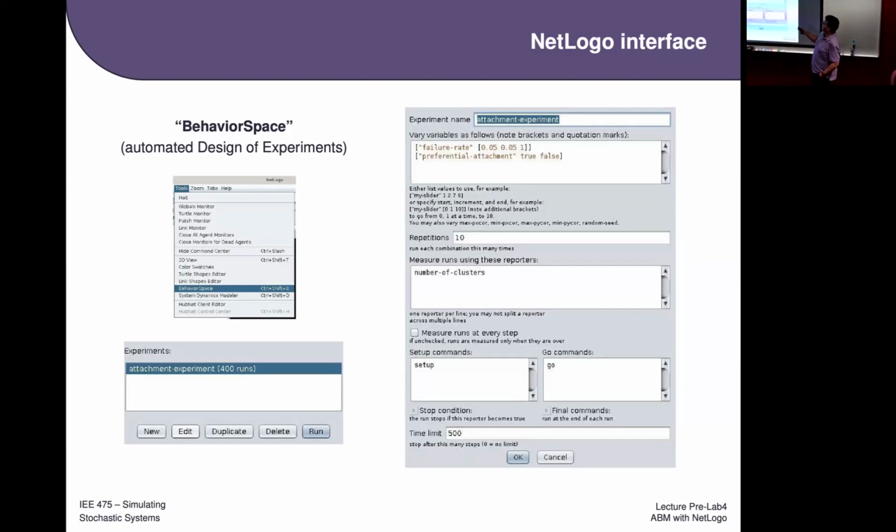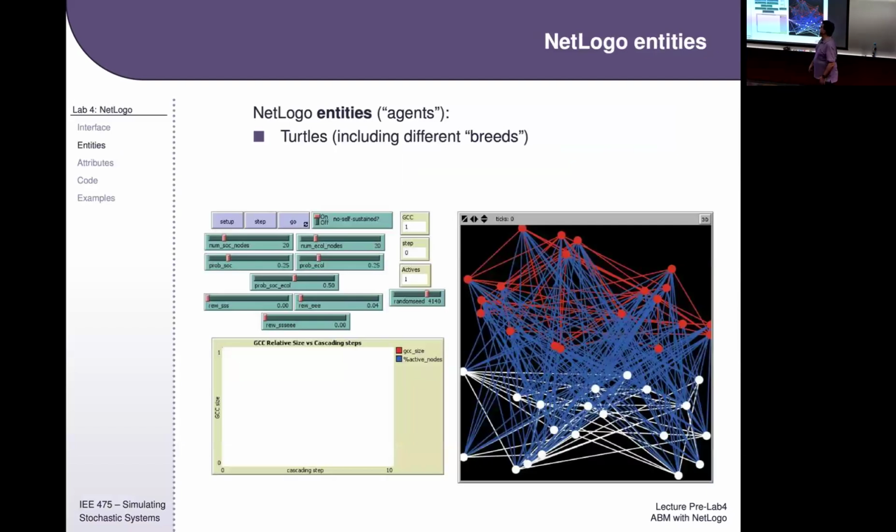It will take every one of those failure rates and every one of those preferential attachments, and it'll run each one of those combinations 10 times. Then it'll dump that out into a spreadsheet, which you can analyze later with your statistical tool of choice. So that's pretty nice. You don't have to manually update those failure rates and run those experiments yourself. So that's kind of neat.